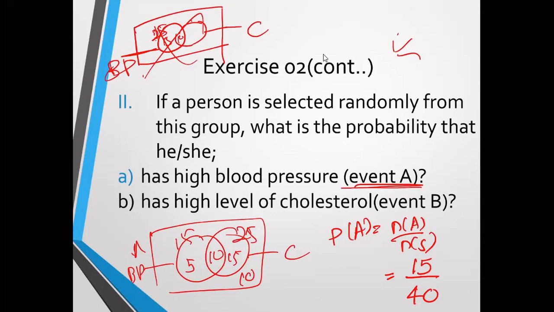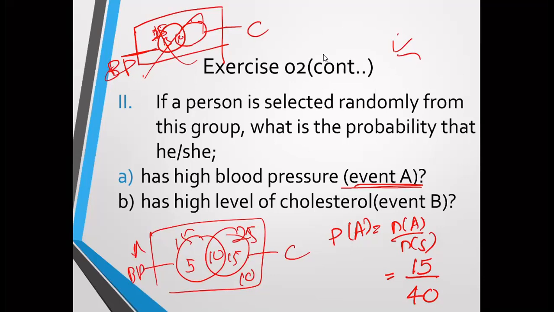Now this next question: he or she has a high level of cholesterol. The probability that he or she has a high level of cholesterol. Anyway, that person needs to have a high level of cholesterol. Sometimes that person may have high blood pressure also. We don't know about that. We need to find the probability that the selected person has a high level of cholesterol.